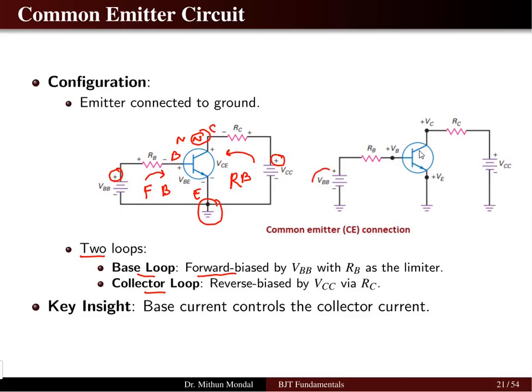We have the supply in the base, denoted by VBB, and the supply connected to the collector is denoted by VCC. There are two resistors, RB and RC, in the base and the collector regions, which limit the current, and the emitter is grounded. The potential at the base is VB, and the potential at the collector is VC. The key insight is that the base current controls the collector current.